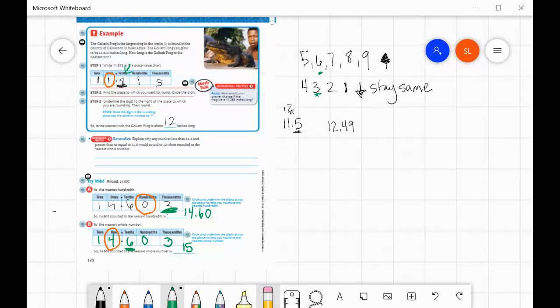All right. So we have 14.60 rounded to the nearest hundredth. And then we have 15 rounded to the nearest whole number. All right. We're going to go ahead and move on to page 171 in a new video.